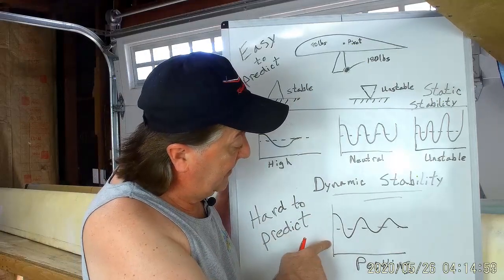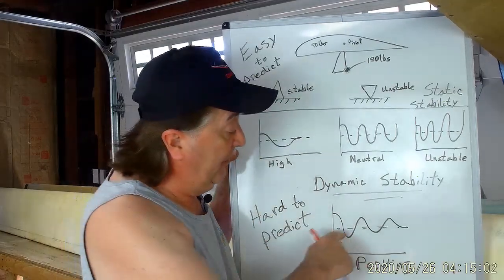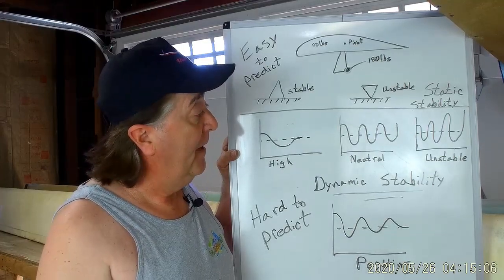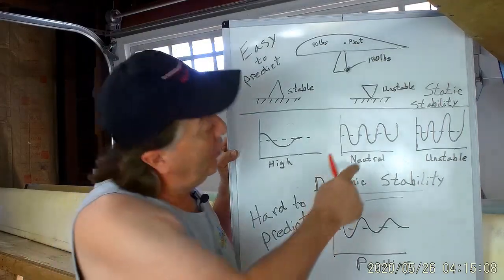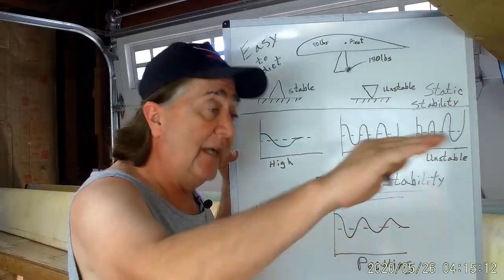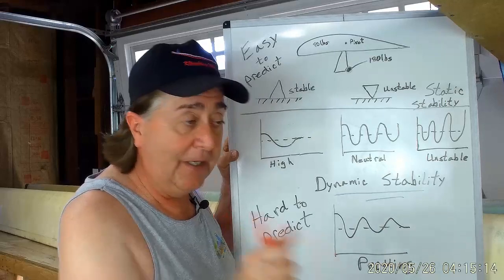My first wing was like this. It would peck, but in three or four cycles it would damp out. In fact, so fast you wouldn't have a chance to correct for it. The problem with this type of situation is the pilot might try to correct. It's going along like this, it's oscillating, it's not damping out, and the pilot's going to try to catch one of those.